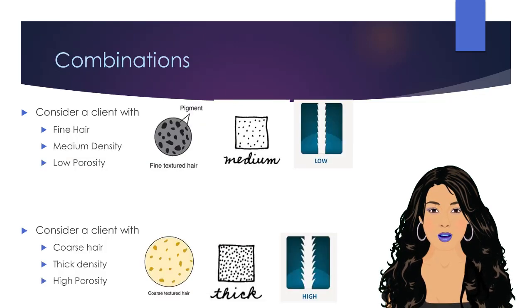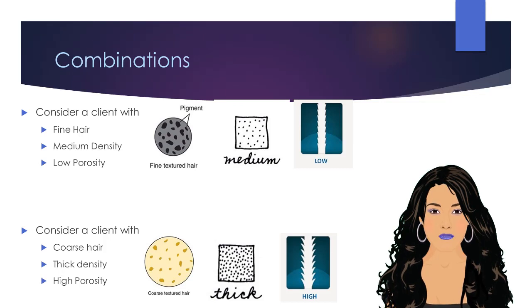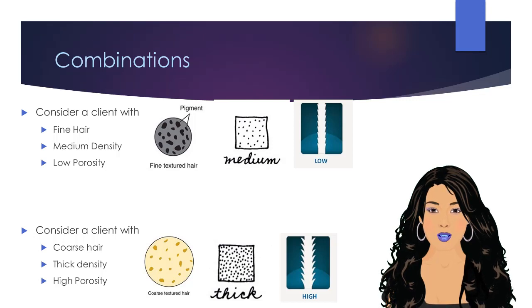Understanding all of these aspects to a client's hair structure will help you make informed decisions when it comes to formulating and applying hair color products that will achieve the look your client ultimately desires.